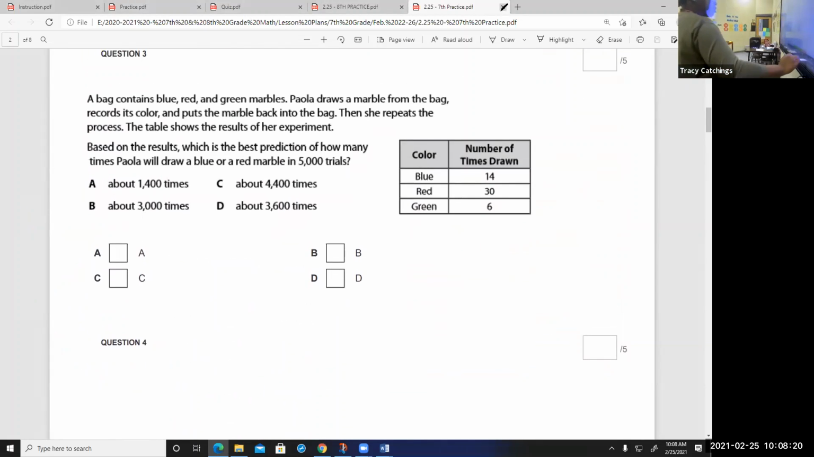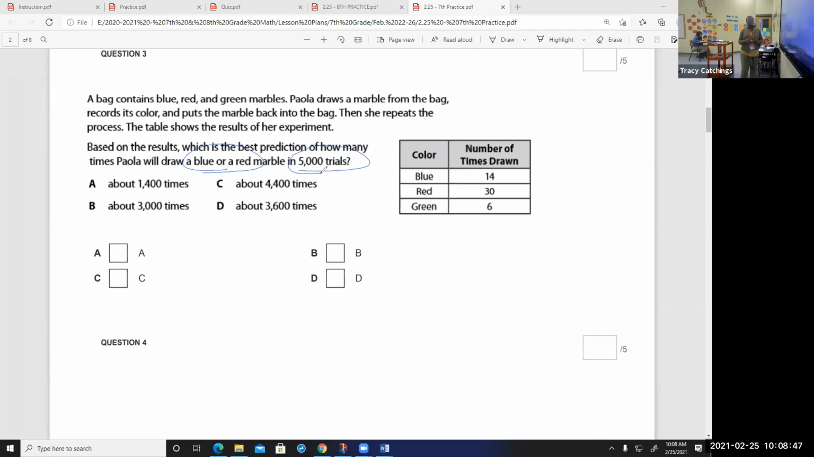All right, looking at the next one. A bag contains blue, red, and green marbles. Paula draws a marble from the bag, records its color, and puts the marble back into the bag. Then she repeats this process. The table shows the results of her experiment. Based on the results, which is the best prediction of how many times Paula will draw a blue or red marble in 5,000 tries? I see blue or red. What do we say or mean?